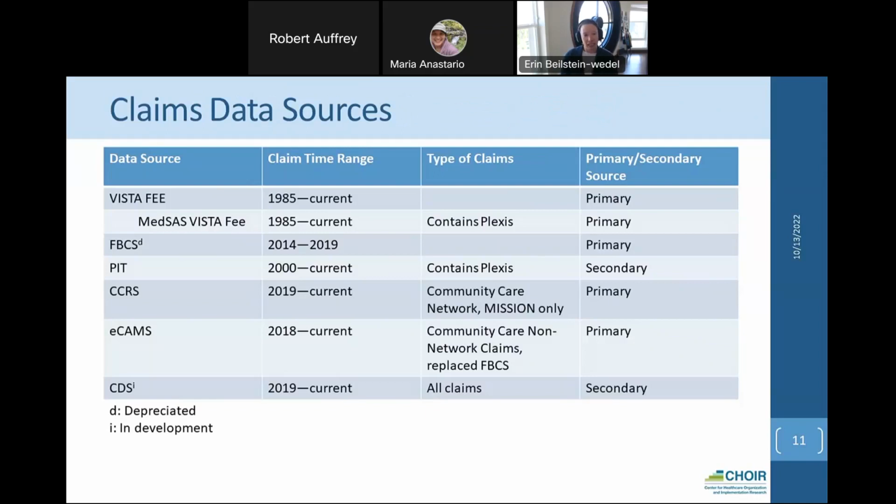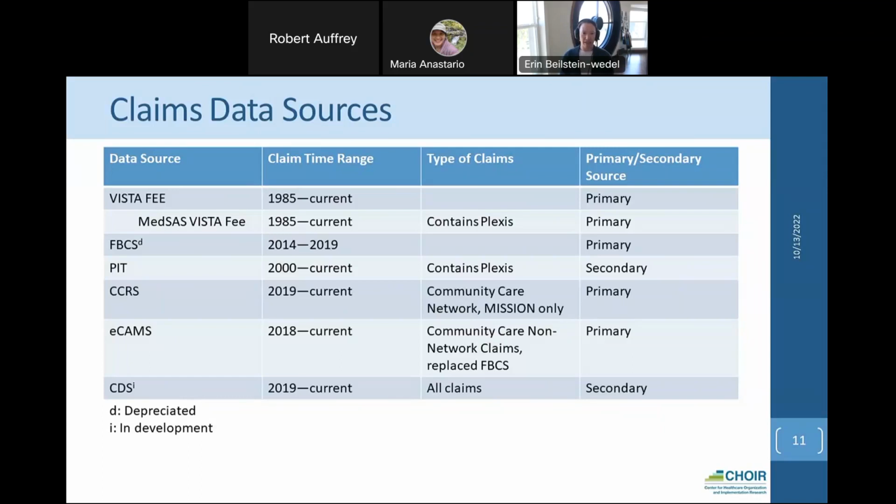So in this table on the left-hand side, I have, I think, all of the claims data sources that are available to researchers on the DART, except for the last three. CCRS and eCAMS are coming, and CDS is in process, but further back. The second column lists the claim time range. I looked at what service dates were in these different systems. You can see that FBCS ends in 2019. They just stopped it, because eCAMS took over. And almost all the rest of them are current, or they have claims up to the current date, but they may not contain all the claims that you might want.